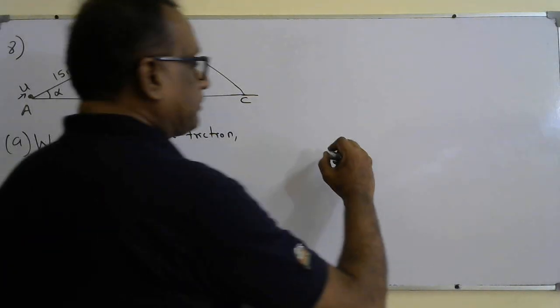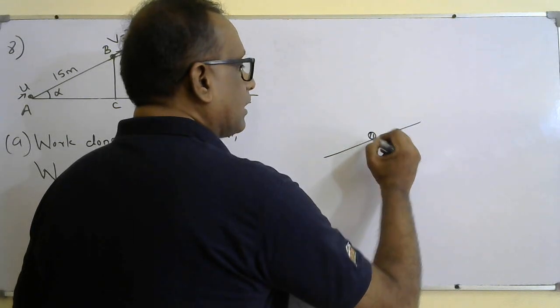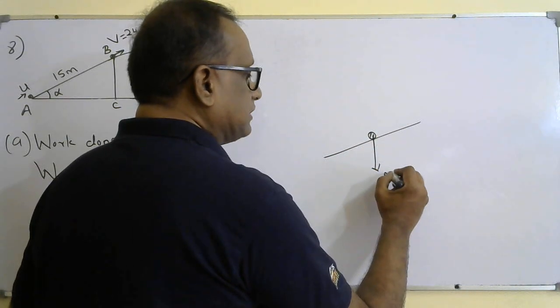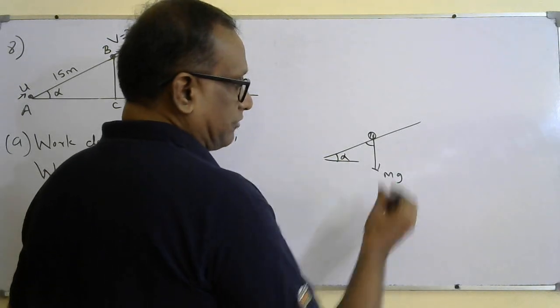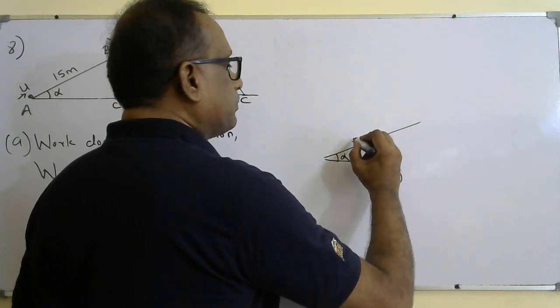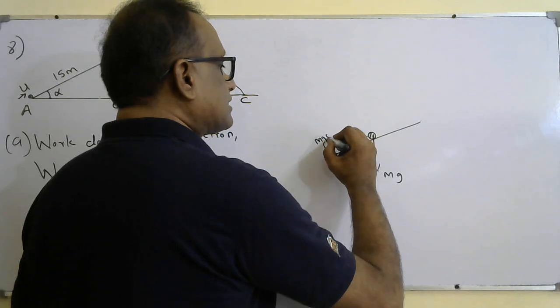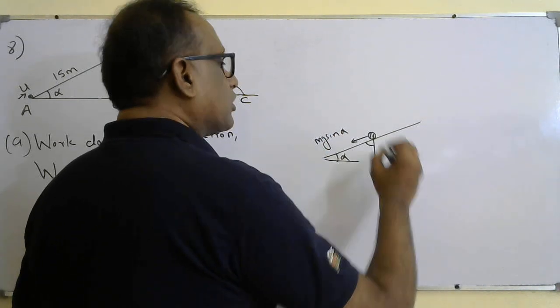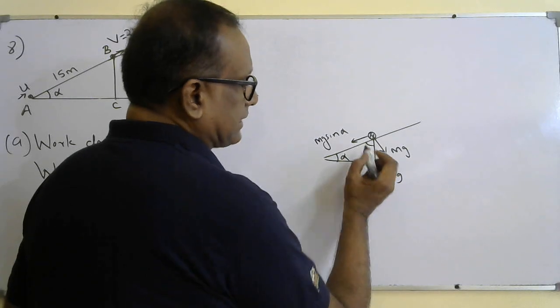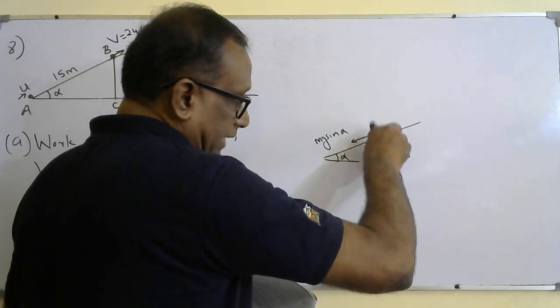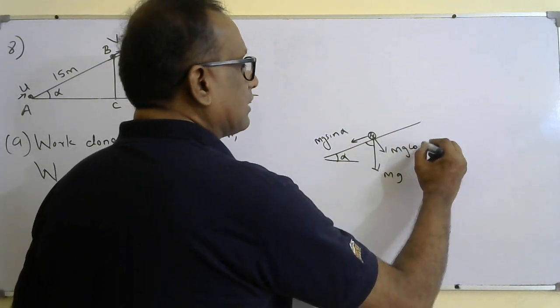When an object is kept on an inclined plane, the weight will act vertically down, mg. If the slope makes an angle alpha, this angle will be 90 minus alpha. Component of the weight along the slope down is mg sin alpha. You must know the component of the weight perpendicular to the slope will be mg sin(90 minus alpha), which is mg cos alpha.